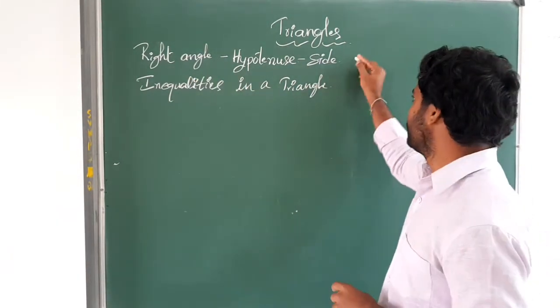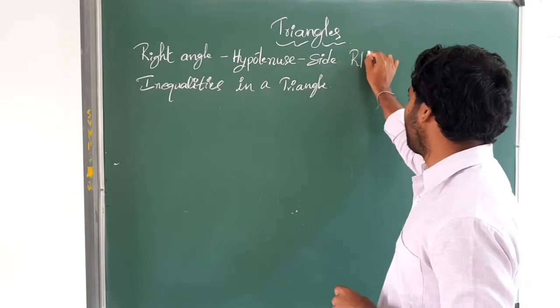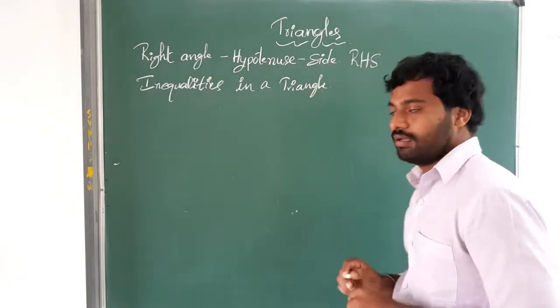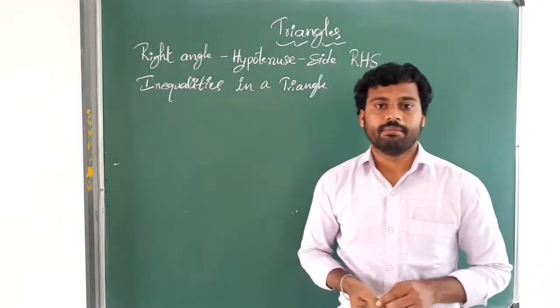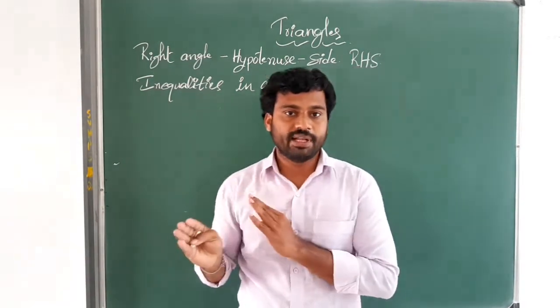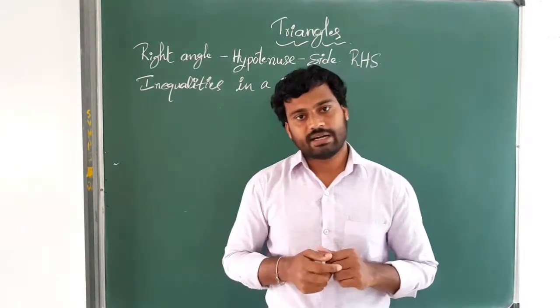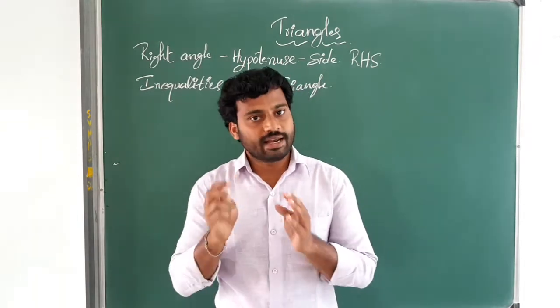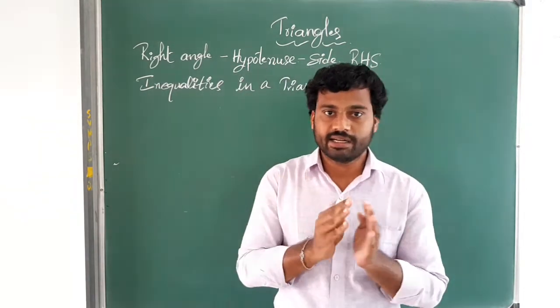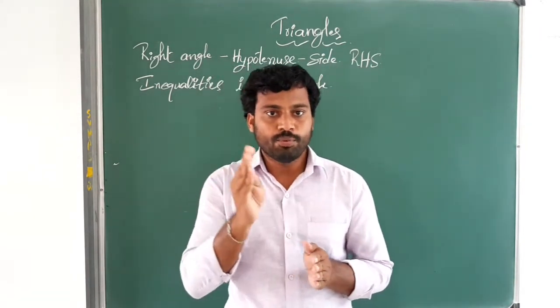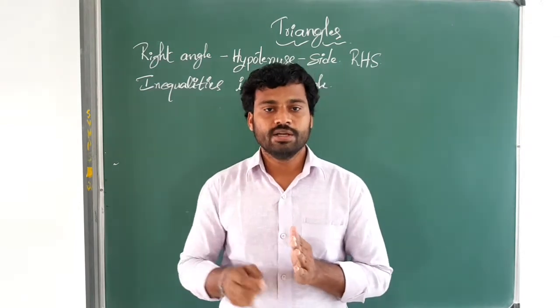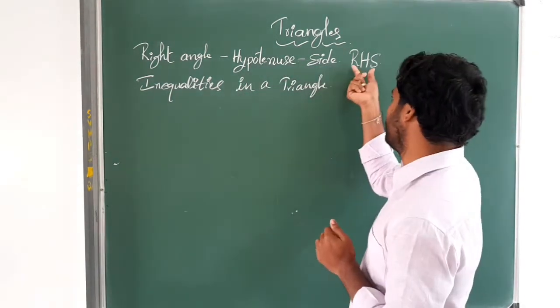Generally we say it as RHS. What does this criteria mean? It is only applicable for right angle triangles. If any two right angle triangles are there and you want to prove that the two triangles are congruent, you just verify these three things.